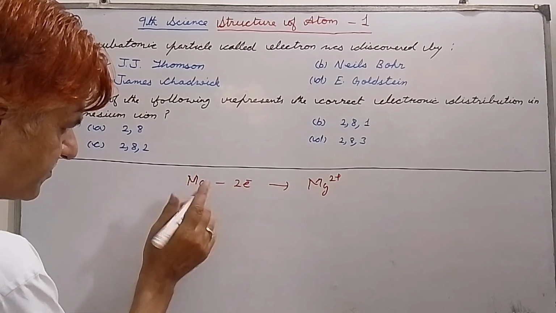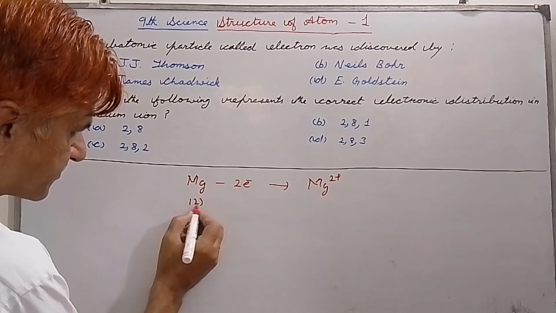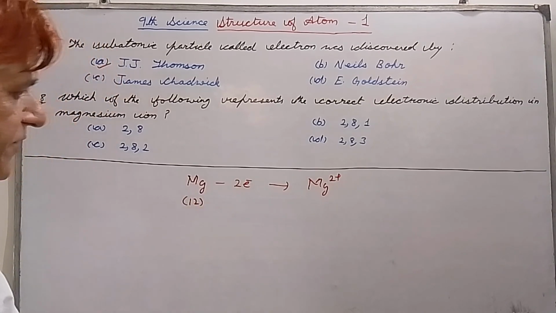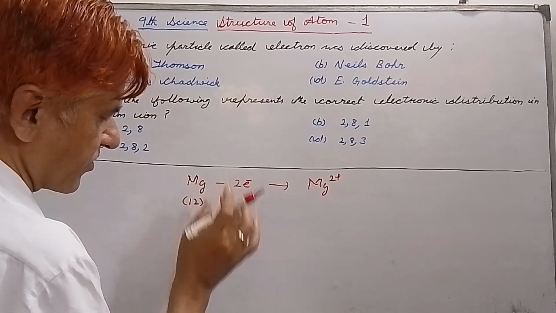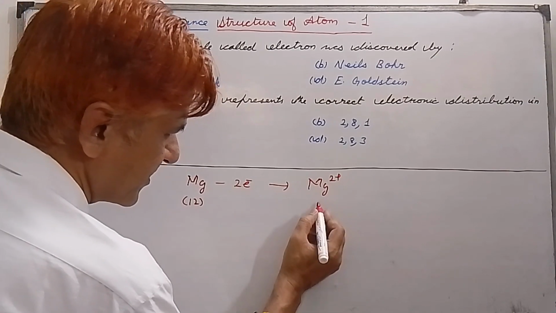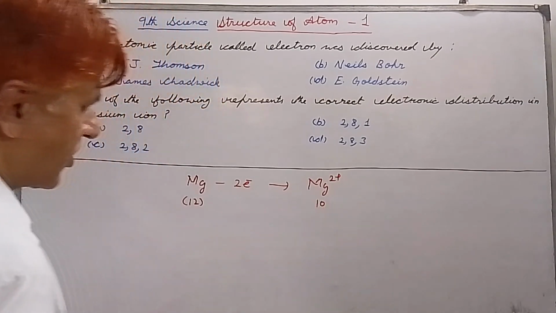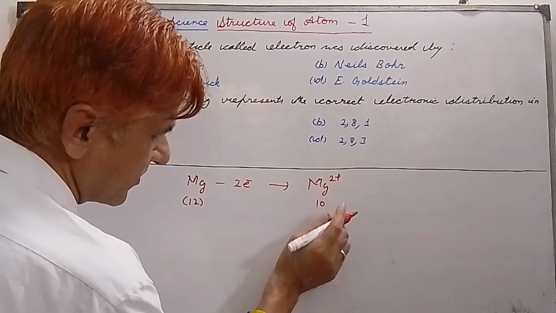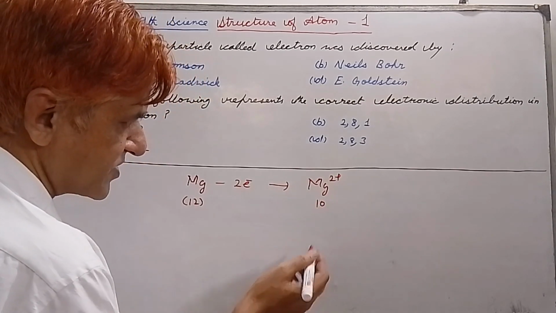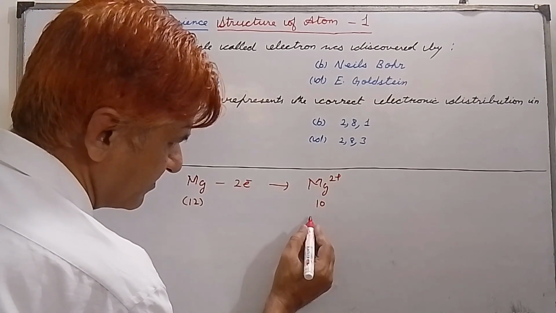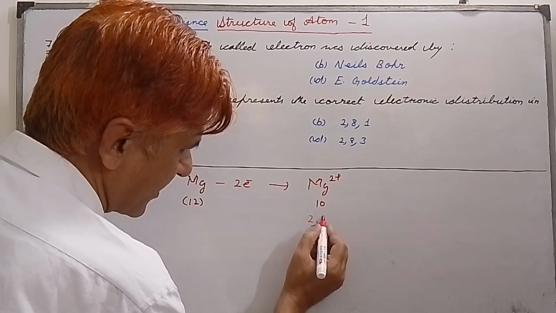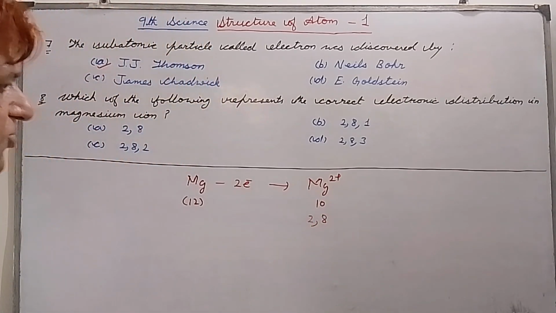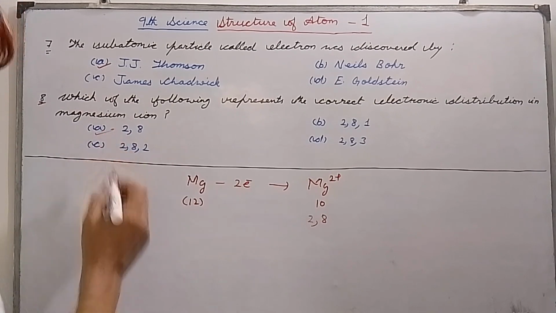12. So it has 12 electrons, and when it will lose 2 electrons, how many electrons are left? 10 electrons are left. Now we have to write the electronic configuration here, how 10 electrons will be arranged in magnesium ion. So 2 and 8. So A is the correct option.